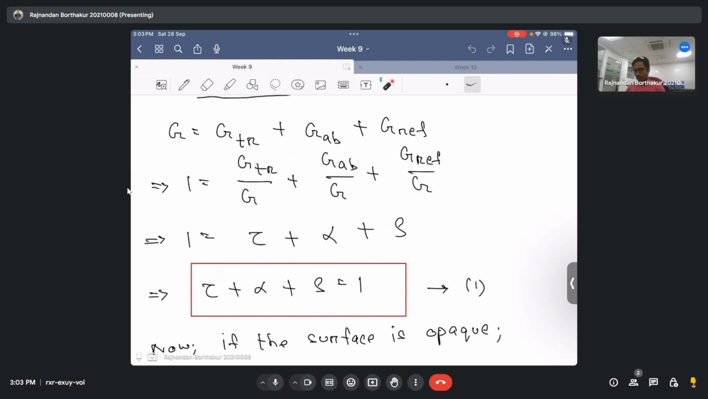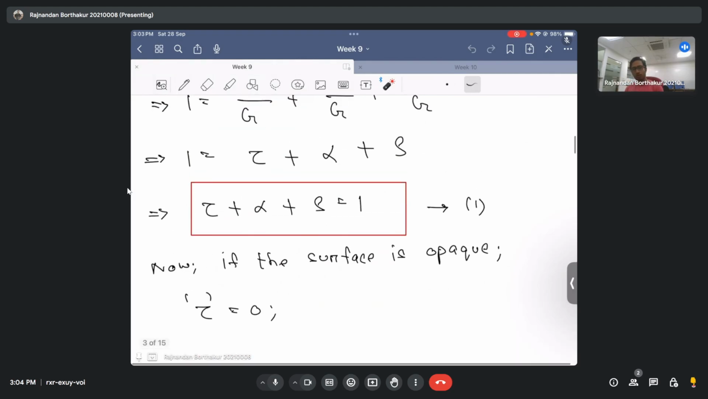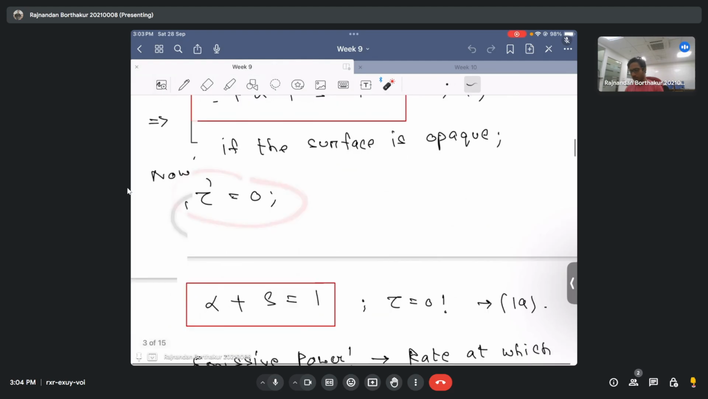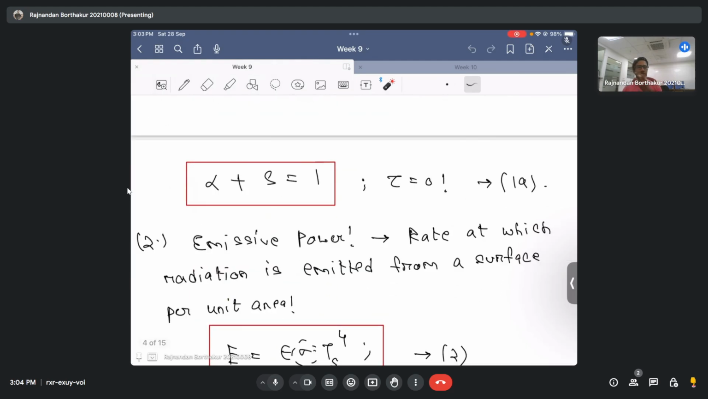And if my surface is opaque, which we will assume in most of the problems in radiation heat transfer, the transmissivity will just go to 0, which means that the summation of reflectivity plus absorptivity is always equal to 1.